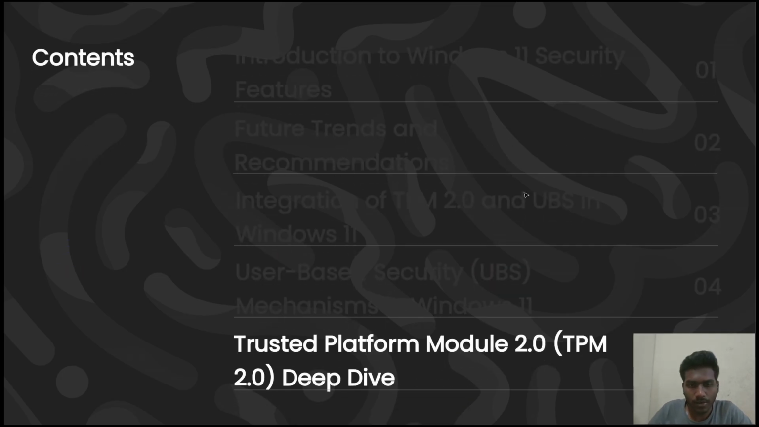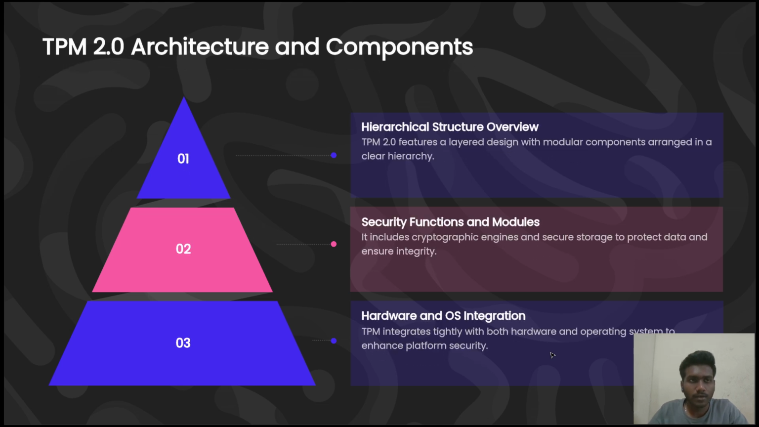So our next topic is Trusted Platform Module 2.0, TPM 2.0, deep dive. Here we can see the architecture of TPM 2.0. The first, at the topmost, is hierarchical structure overview. TPM 2.0 features a layered design with modular components arranged in a clear hierarchy. Security functions and modules: it includes cryptographic engines and secure storage to protect data and ensure integrity. And third, hardware and OS integration. TPM integrates tightly with both hardware and OS to enhance platform security.